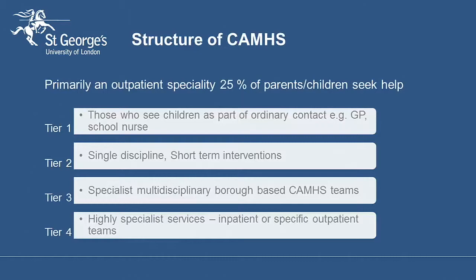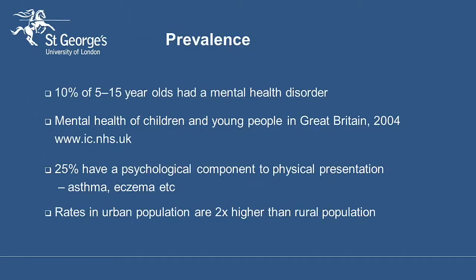Tier 4 services are rarer. They are highly specialist services consisting of either child or adolescent inpatient units or specific outpatient teams that specialise in a single disorder and are expert at those. About 10% of 5 to 15-year-olds have a mental health disorder. About a quarter of children have a psychological component to some physical presentation, for example asthma or eczema, and urban children have rates that are twice as high as that of a rural population.